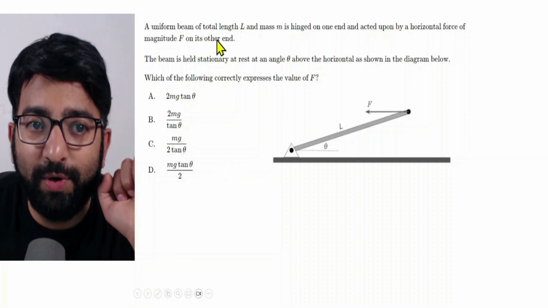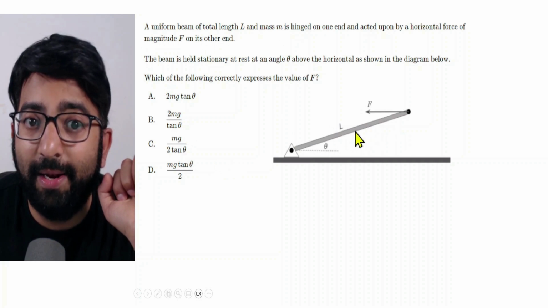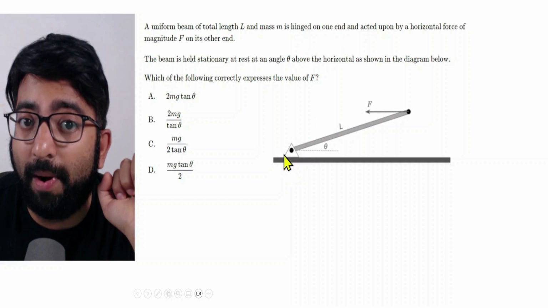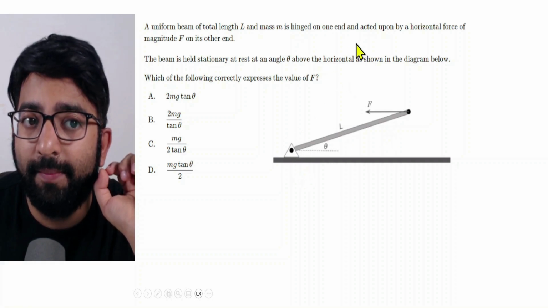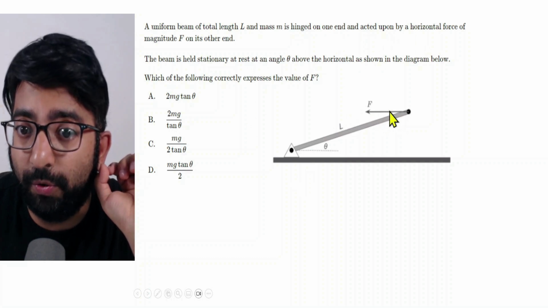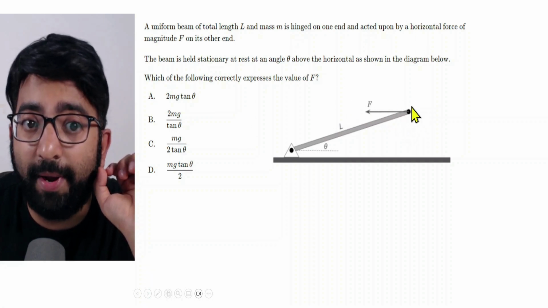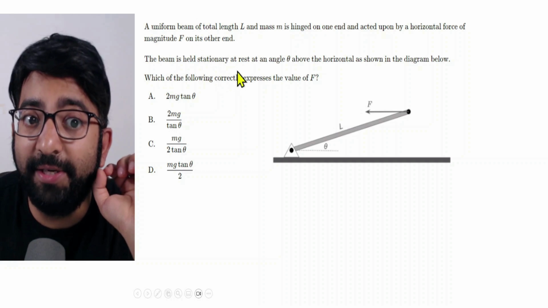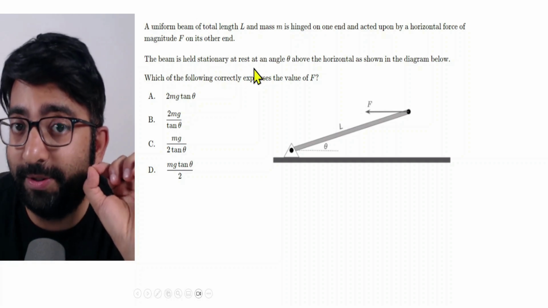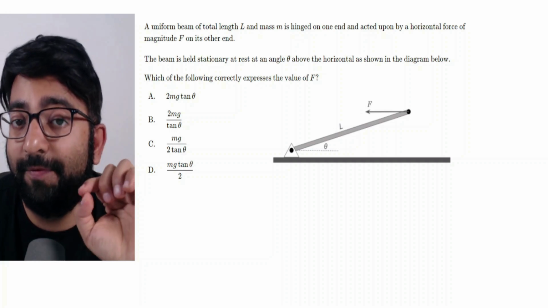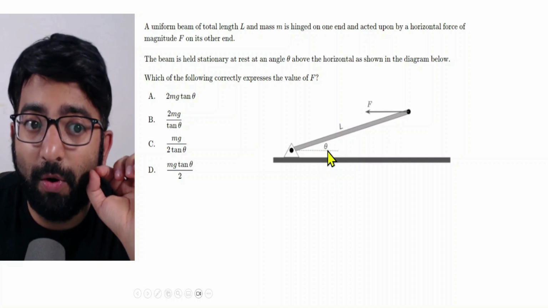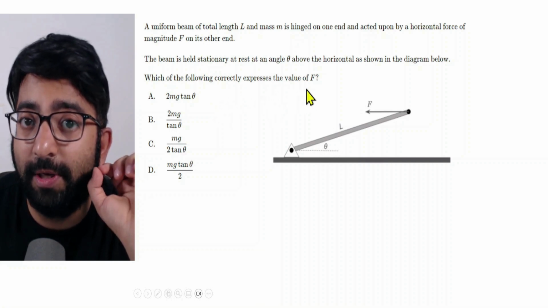In this question, we have a uniform beam of total length L, mass M, hinged at one end. So this point is the point about which the ladder is hinged. Now this ladder or beam is acted upon by a horizontal force. As you can see, it is acting on the extreme right end. The beam is held stationary at rest. This means the beam is in equilibrium. So we are going to consider both linear equilibrium as well as rotational equilibrium. The beam is making an angle of theta from the horizontal. We need to find the expression for F.